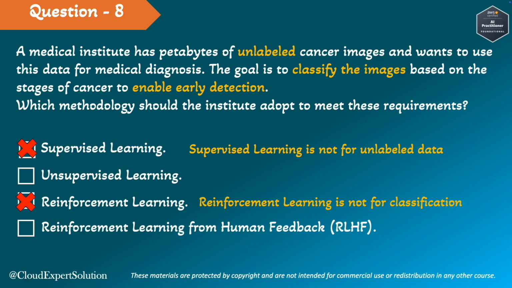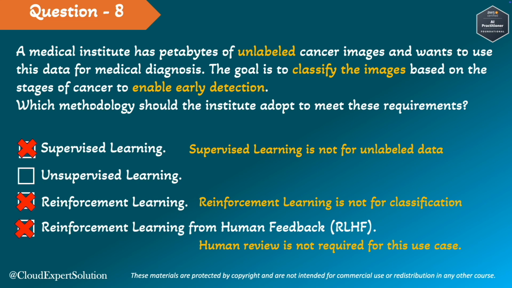The fourth option, reinforcement learning from human feedback, or RLHF. RLHF is a variant of reinforcement learning that incorporates human feedback to improve the model's performance. While it can be useful in certain scenarios, it is not the most appropriate method for classifying unlabeled data into tiers, and we need early detection. That is why reinforcement learning from human feedback is also not the correct option.